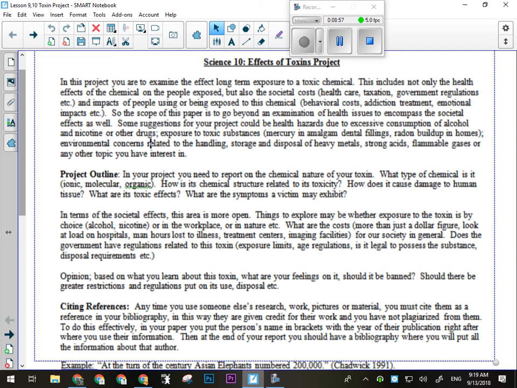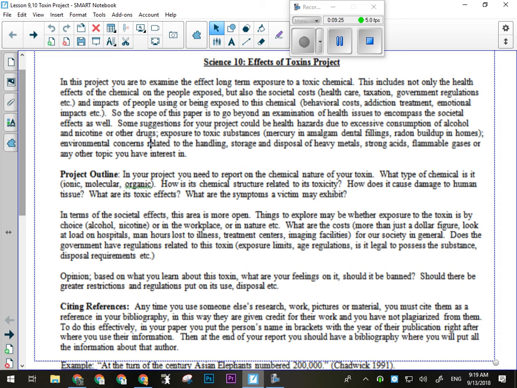If you're doing hydrochloric acid, then you'd say, well, it's an acid. It has hydrogen as an ion in it, and that makes it acidic. How does it cause damage to human tissue? Well, if it's an acid, it reacts with your tissue and dissolves it. If it's a drug, it affects the neural pathways in the brain that cause people to process differently, and as a result behave erratically. How does it cause damage? What are its toxic effects? What are the symptoms a victim may exhibit?